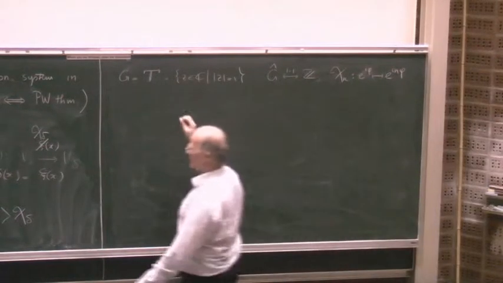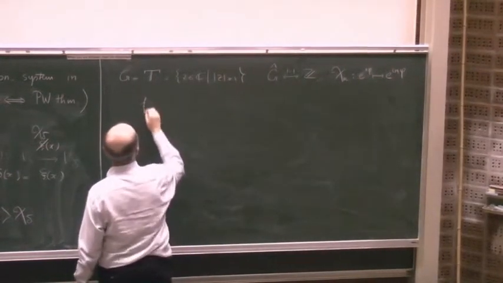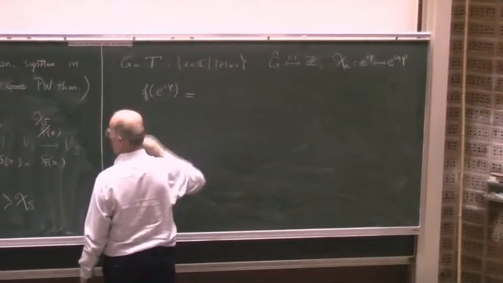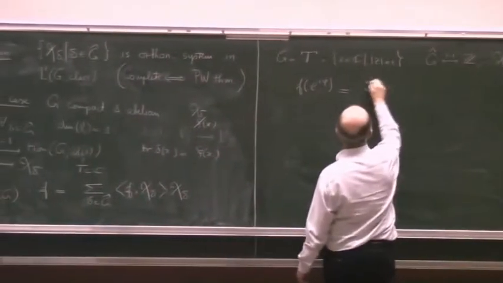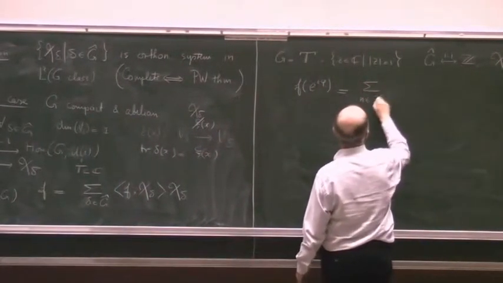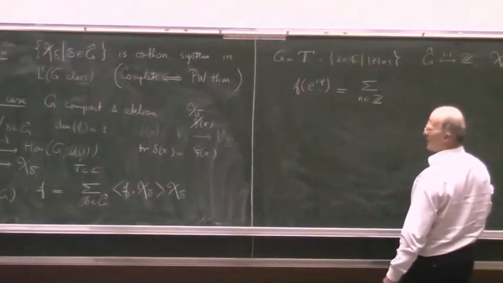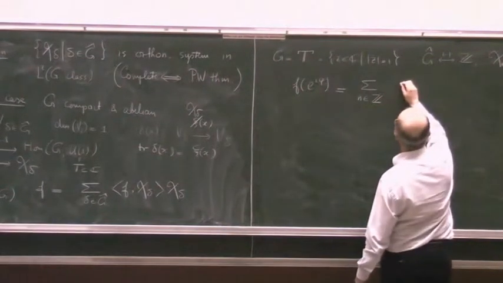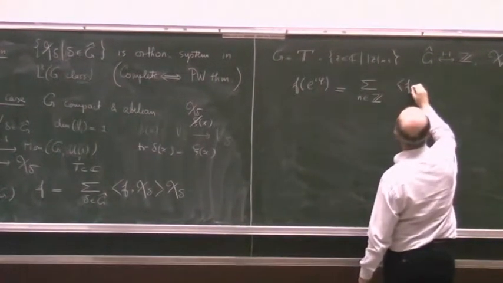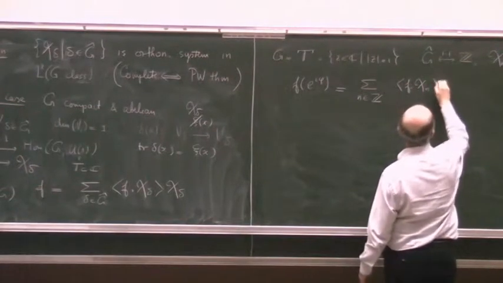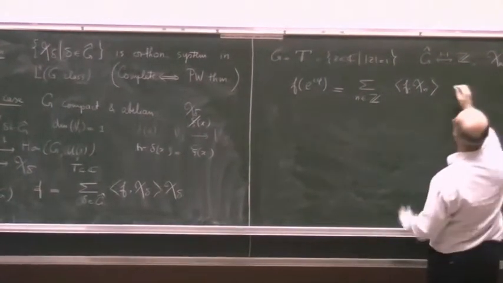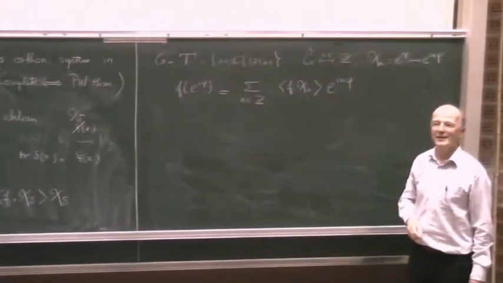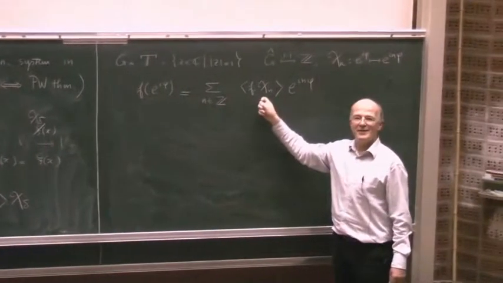And so what does this formula give us? That f of e to the i phi is the same as, well, we take the sum over n in Z in an L2 sense, and then we take the inner product with the character. What does it mean? Well, maybe I'll write it out separately. Times the character, which is e to the i n phi. So you recognize the Fourier series here. And of course what we should get here is the Fourier coefficient.